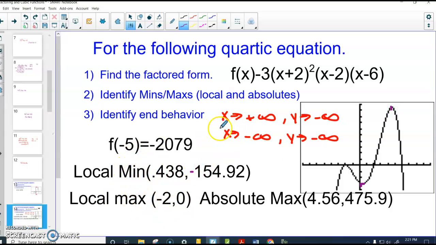The last thing that we want to look at is the idea of end behavior. We always start off with these two pieces of information, talking about how x goes to positive infinity and how x goes to negative infinity, and what's happening with y. In this case, y is going down low in both directions. They're both getting smaller and smaller, which means that they are both approaching negative infinity. So as x approaches positive infinity, y approaches negative infinity. As x approaches negative infinity, y will also approach negative infinity.